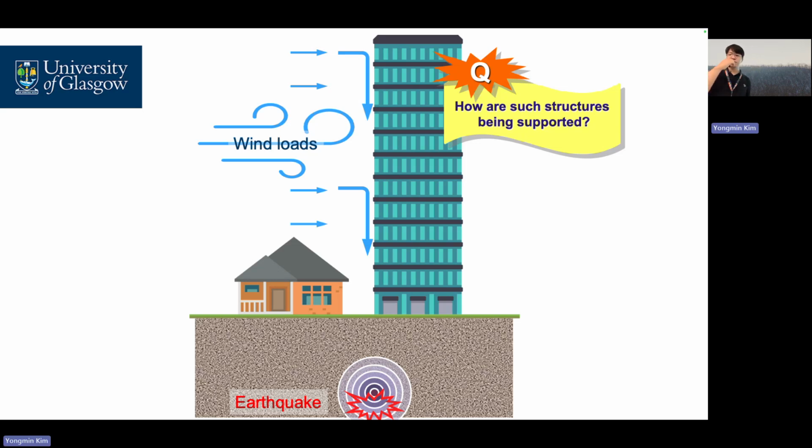As mentioned, this building should withstand wind speeds, earthquakes and live loads. The question is, how are such structures being supported? Yes, of course, foundation systems. But what if the foundation can't support such loads?